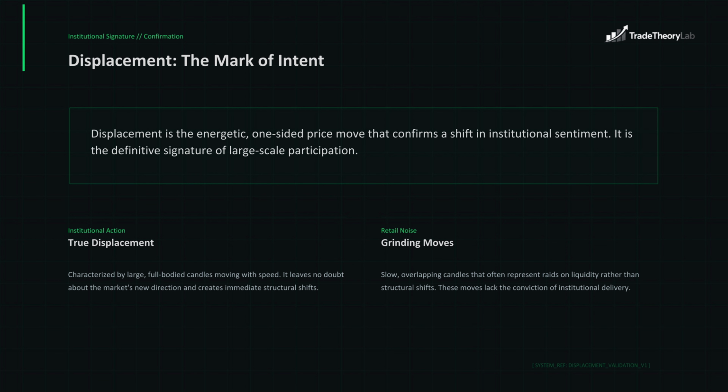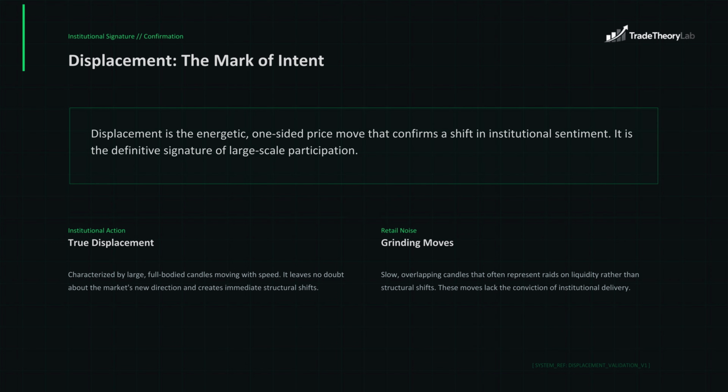We do not jump at the first sign of a candle closing below a low. We wait for the displacement, the energetic move that confirms the shift in sentiment. Displacement is the signature of the institution. It is a move characterized by large, full-bodied candles that leave no doubt about the market's new direction. Without displacement, a break in structure might just be a stop hunt. With displacement, it is a declaration of a new trend.